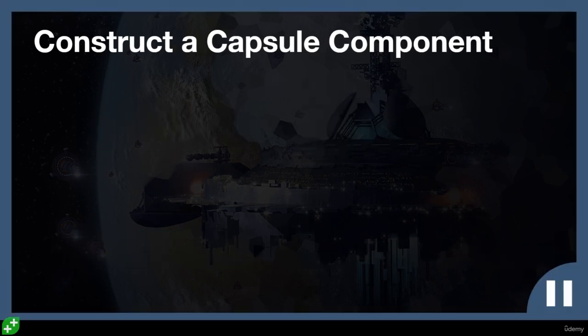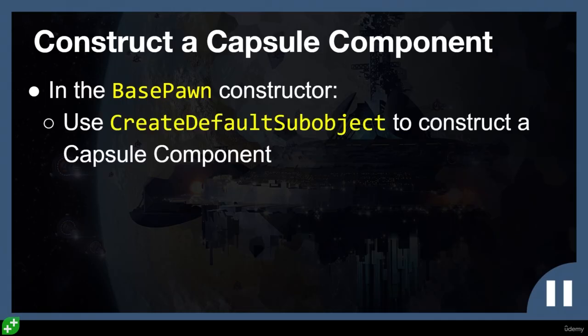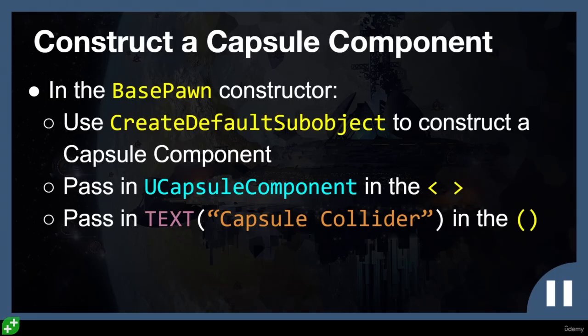So now that you know how CreateDefaultSubobject works, you're going to use this to construct a capsule component object. You're going to do this in the BasePawn constructor. Use CreateDefaultSubobject to construct a capsule component. Pass in UCapsuleComponent in the angle brackets as the type to construct, and pass in CapsuleCollider wrapped in a TEXT macro in the parentheses. Pause the video and add this to BasePawn.cpp in the constructor now.